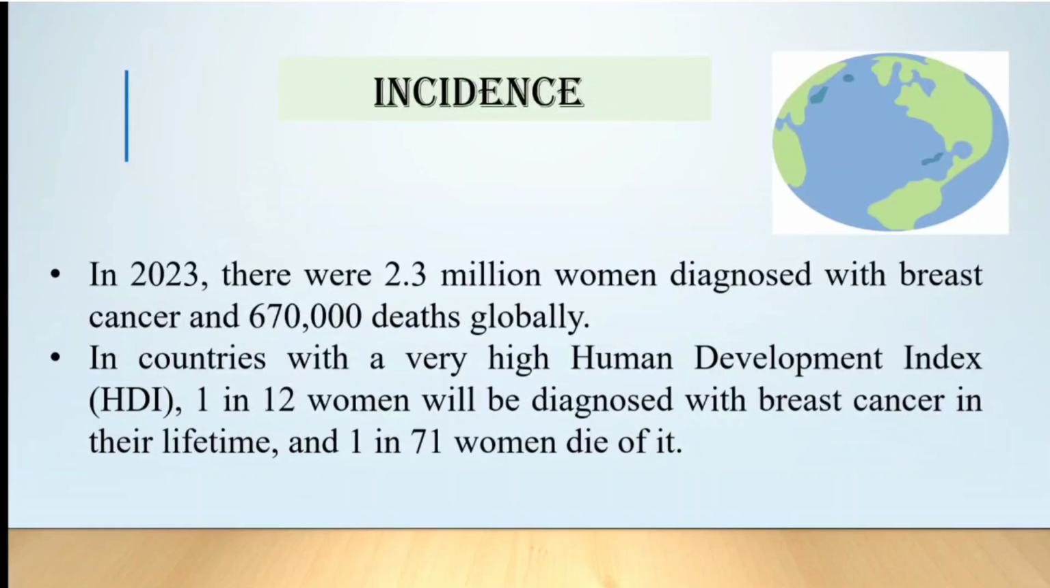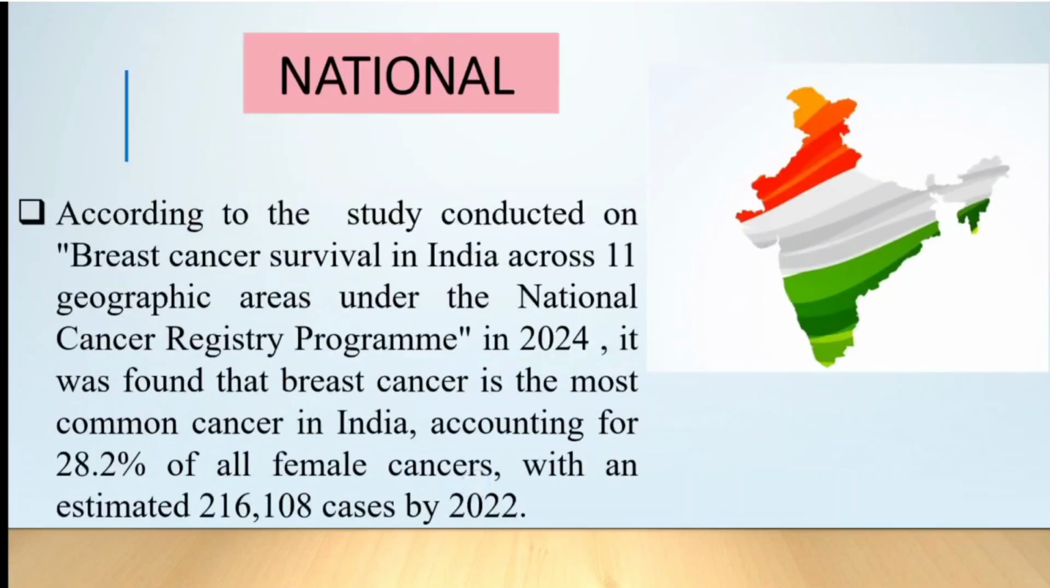Then if we see the incidence worldwide, it has been found that in the year 2023, 2.3 million women were diagnosed with breast cancer, and approximately 6,70,000 deaths occurred globally. Basically 1 in 12 women will be diagnosed with breast cancer in their lifetime, as per the Human Development Index. And out of 71, 1% of women will die if they don't get proper treatment.